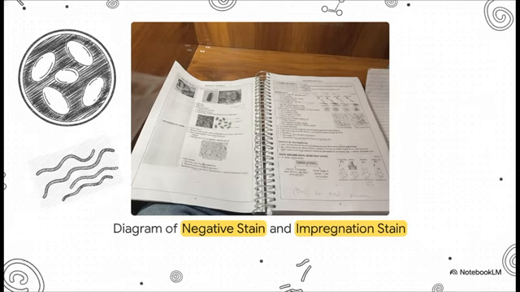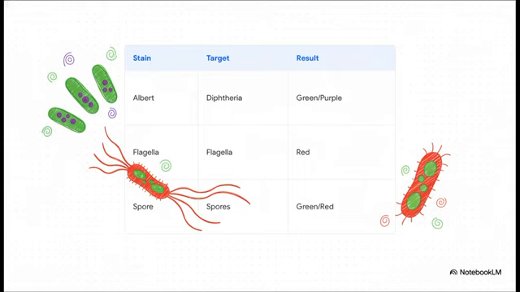This table perfectly organizes the rest of our specialized palette, showing exactly how we match the chemical to the biology. We use the Albert stain specifically for diphtheria, which turns the bacilli green with distinct purple granules. We use flagella stains with basic fuchsin dye to color a bacteria's tiny movement tails bright red. And the spore stain uses heat to force malachite green into highly resilient, dormant bacterial spores, leaving the rest of the vulnerable organism colored red with safranin. It is an incredibly precise chemical process.